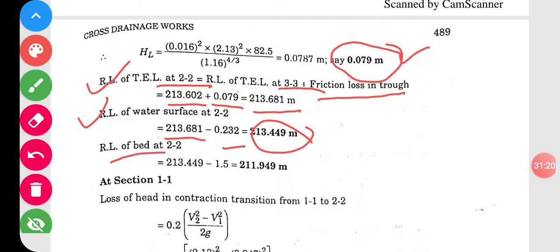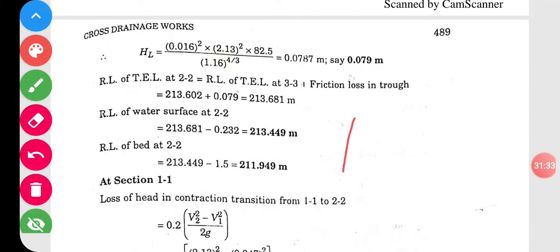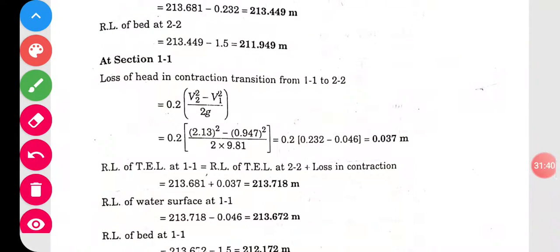The RL of bed at 2 is 213.44 minus depth of water. This is the depth of water, so you will get this one. Like this, all these things are calculated. A very simple and lucid technique is used here. After that, we will see what happens at section 1-1.